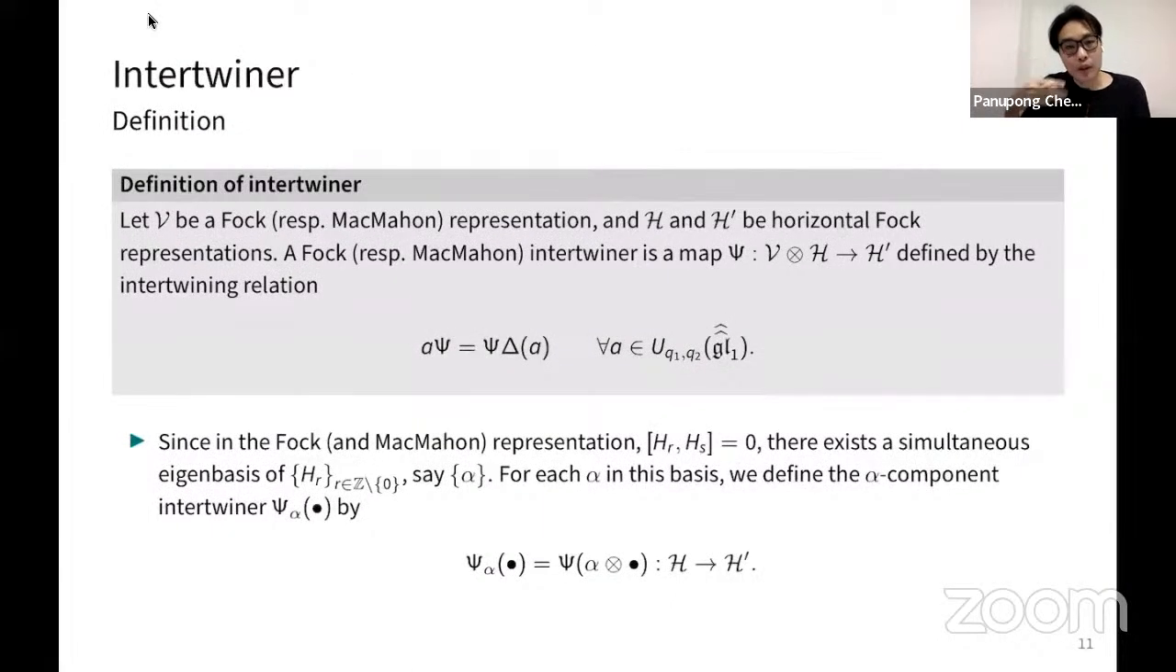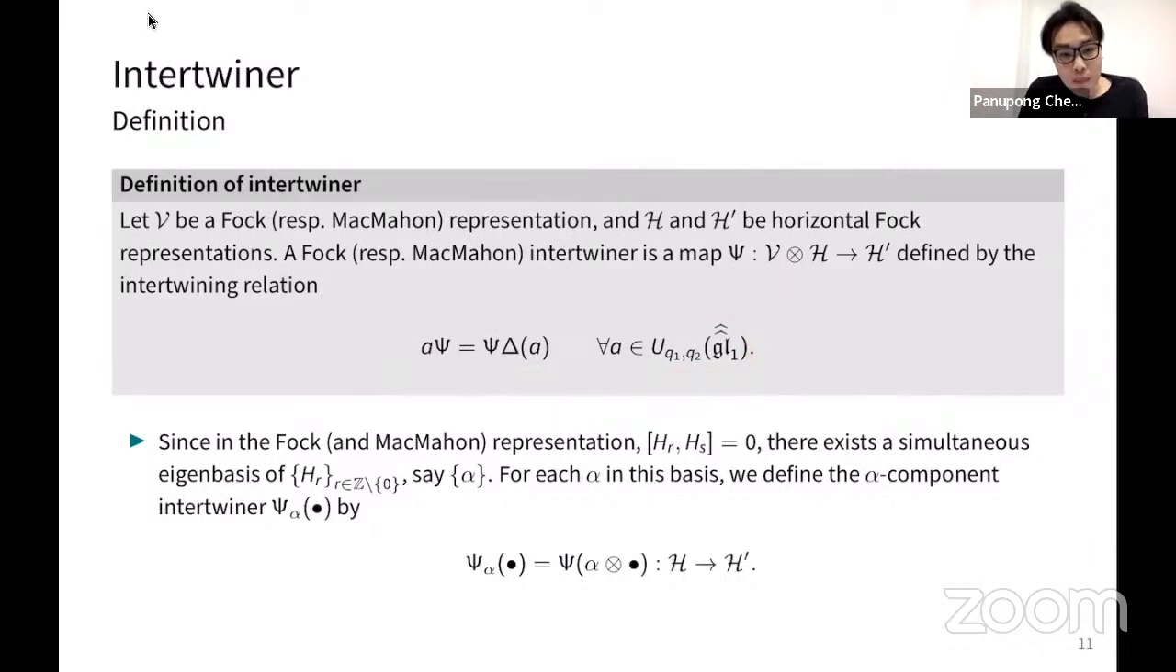Okay, so we have introduced all the representations. So now we are ready to give the definition of the intertwiner. Let V be a Fock or MacMahon representation, and H' be the horizontal Fock representation. So a Fock intertwiner or MacMahon intertwiner, depending on what V is, is a map from the tensor product of V and H to H', and this map must satisfy the intertwining relation here.